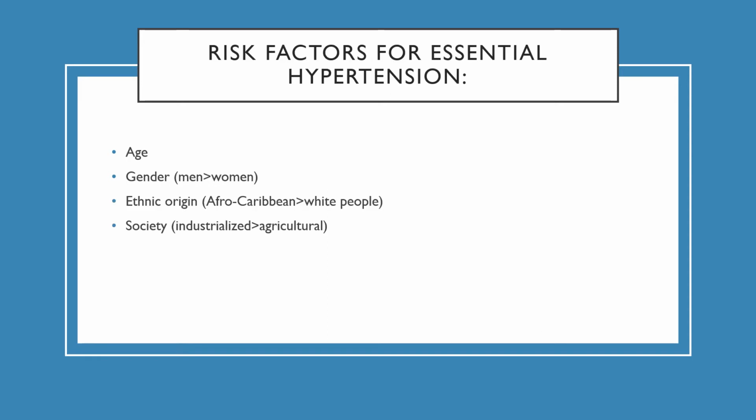Risk factors for essential hypertension, as we described previously, are commonly age. So increasing age increases the risk of essential hypertension. Gender, we found that there is a significant association between men and essential hypertension as compared to women. Ethnic origin, with those of Afro-Caribbean background more at risk of developing essential hypertension as compared to white Caucasian people. And finally, societal risk factors such as industrialized urban areas as compared to agricultural and more suburban areas.